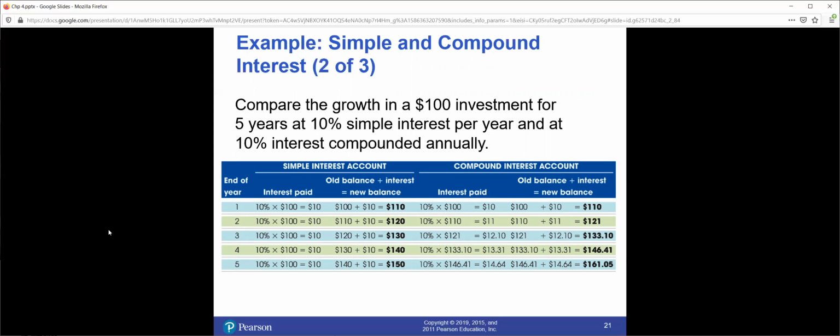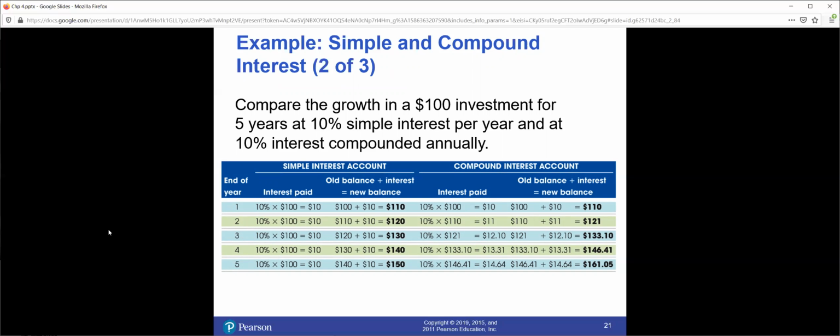Whereas compound interest, the first interest payment at the end of year 1 is the same, $110. However, whereas interest paid in year 2 in the simple is off of the 100, interest paid in year 2 in the compound is off the new balance, the 110. 10% of 110 is more money, right? So you made $1 more in the compound example than in the simple example.